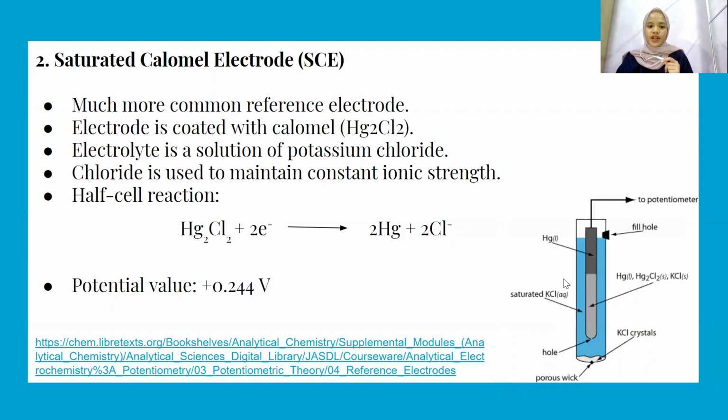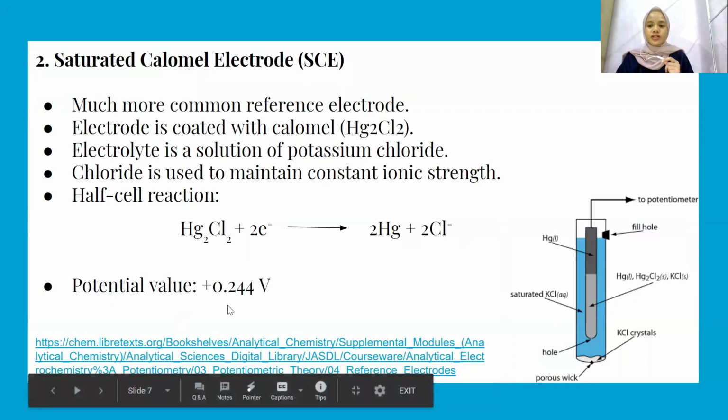So the half reaction is Hg2Cl2 plus 2e- become 2Hg plus 2Cl-. The potential value is plus 0.44 volt.